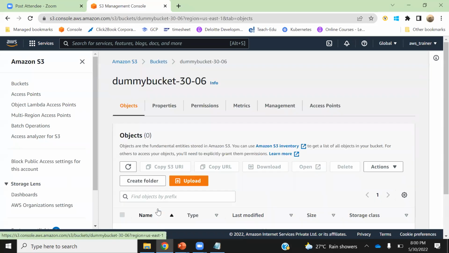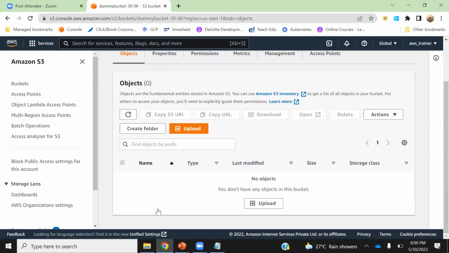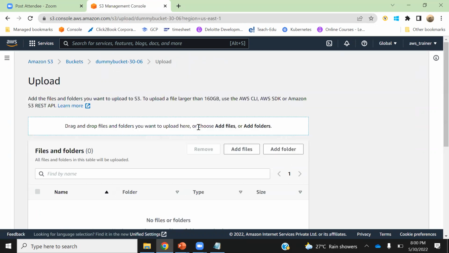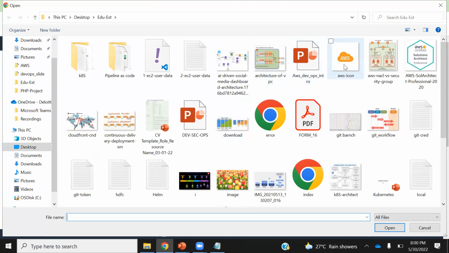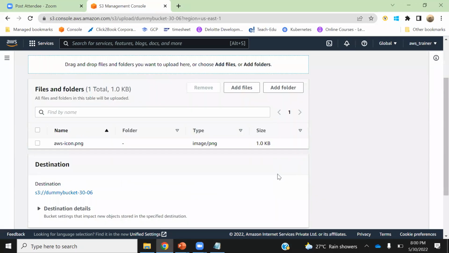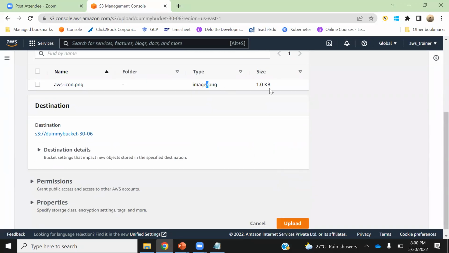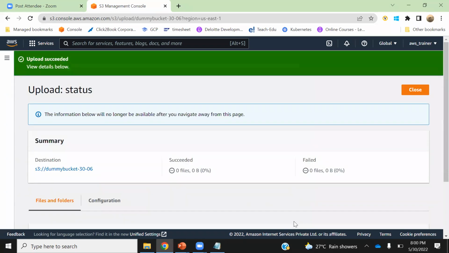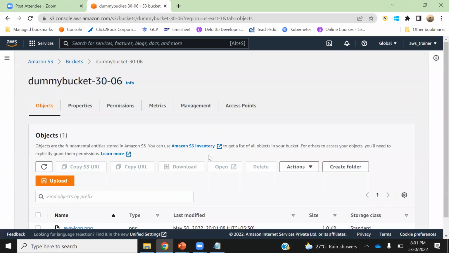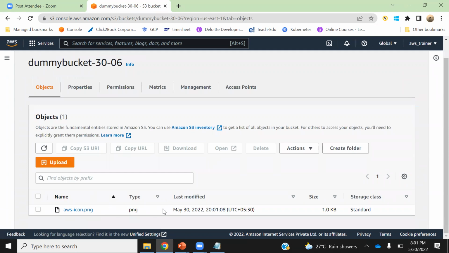Now it is very easy to upload anything here. If you want to upload, you can simply click on this upload button or this upload button, and you can go to your local machine. From there, you can say, I want to add a file. You can add anything. So let me say AWS icon. This is what I want to add. Automatically, it will say it's a PNG file, 1 KB is the size, and you can say upload. And you can close this. Now, once you come here, you will see this AWS icon has been uploaded.